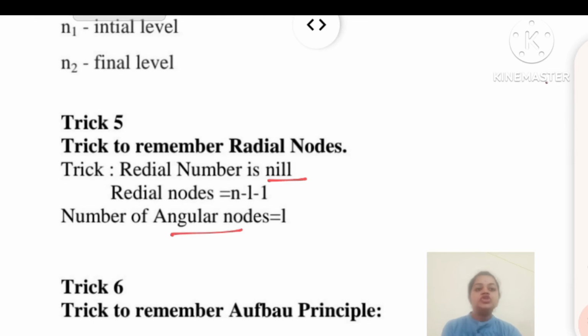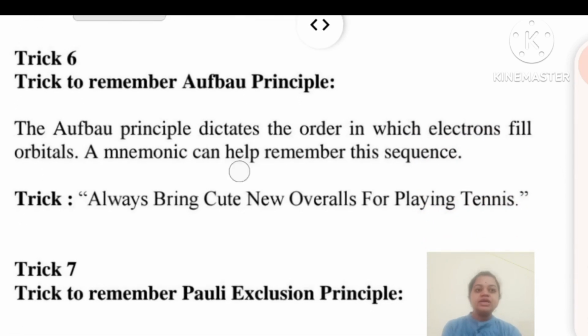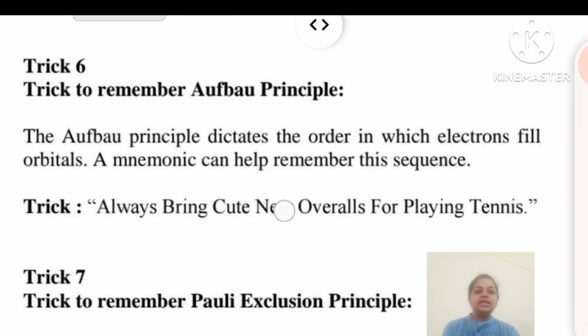Then, tricks to remember Aufbau's principle. In Aufbau principle, electrons fill in the orbitals according to the sequence. How electrons will be filled in the orbitals is explained by Aufbau principle. So, you remember: always bring cute new overalls for playing tennis.